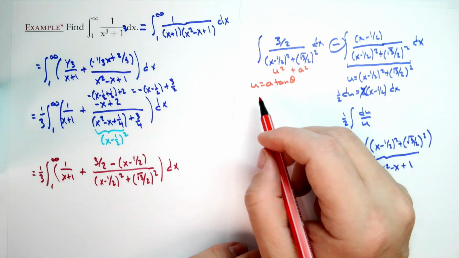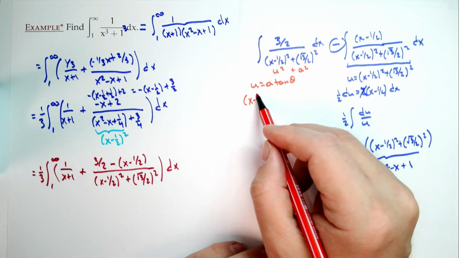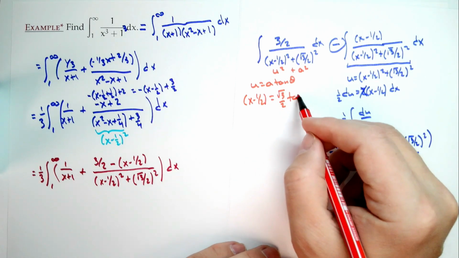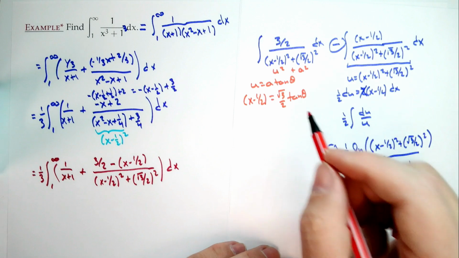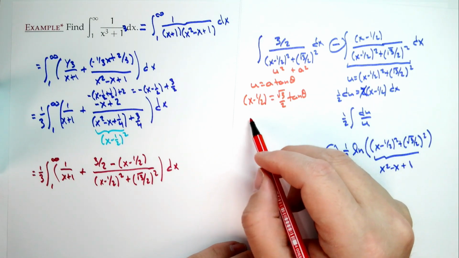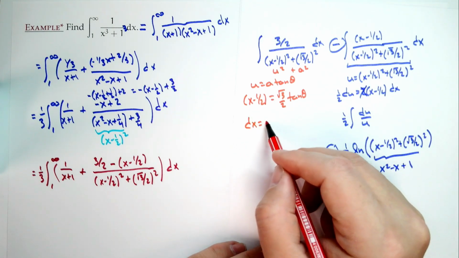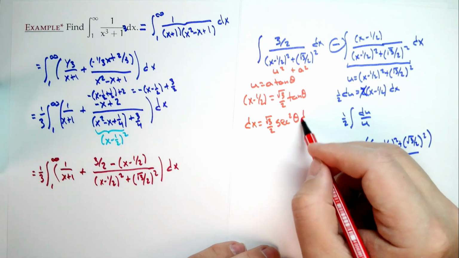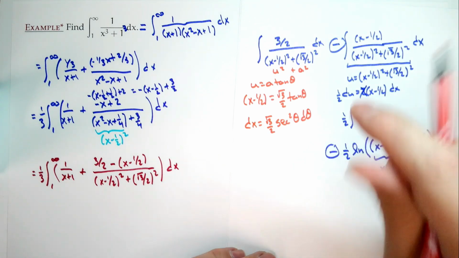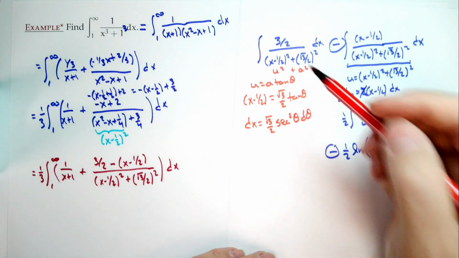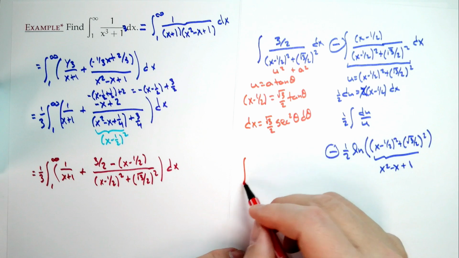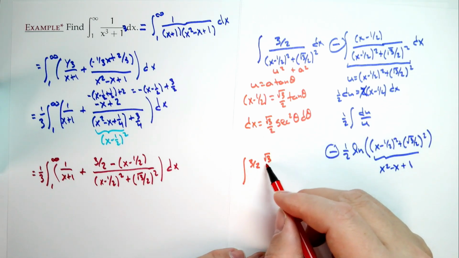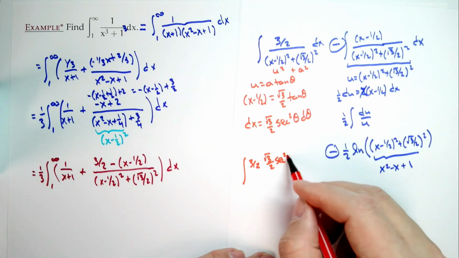Well, in our case, that says that x minus a half is equal to square root of 3 over 2 times tangent theta. So what is dx? Well, dx is square root of 3 over 2 secant squared theta d theta. And by design, what's going to happen downstairs? Well, what do we have? We have the 3 halves going upstairs. We have the dx, square root of 3 over 2 secant squared theta d theta.